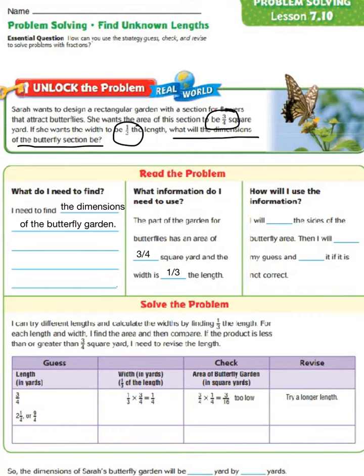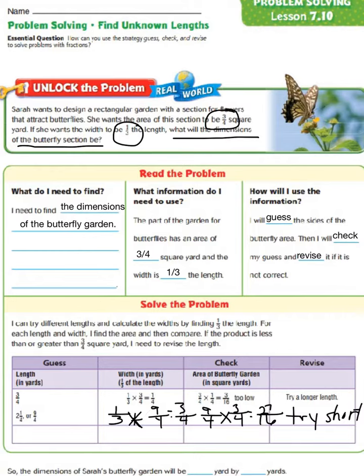So now, let's take a look. I will guess the size of the butterfly area. Then I will check my guess and revise it if it is not correct. So, to solve the problem, I can try different lengths and calculate the widths by finding 1/3 the length. For each length and width, I find the area and then compare. If the product is less than or greater than 3/4 square yard, I need to revise the length. So possible guesses will be shown below, and you can look at those in just a minute.